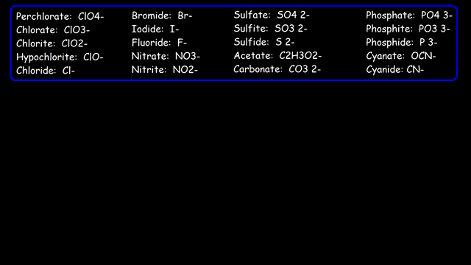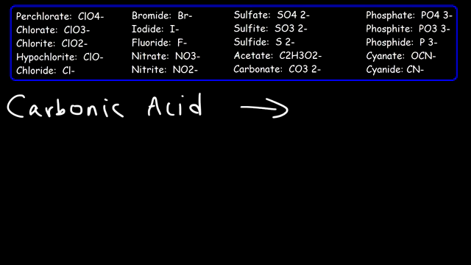Now let's focus on writing the formulas of acids. So let's say you're given the name of the acid. Let's go with carbonic acid. How can we take this information and convert it into a chemical formula? So what do you think we need to do? Focus on the suffix ic. If we replace that with ate, this gives us the polyatomic ion carbonate.